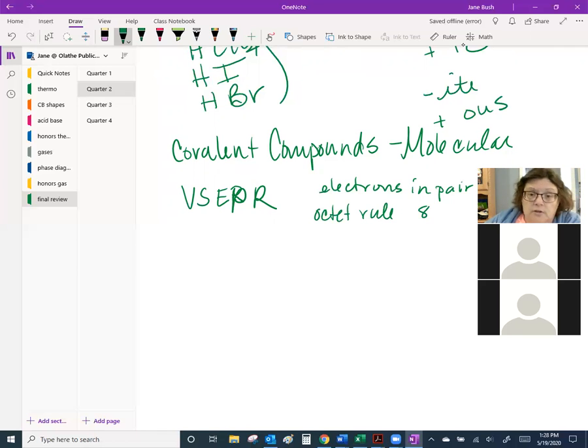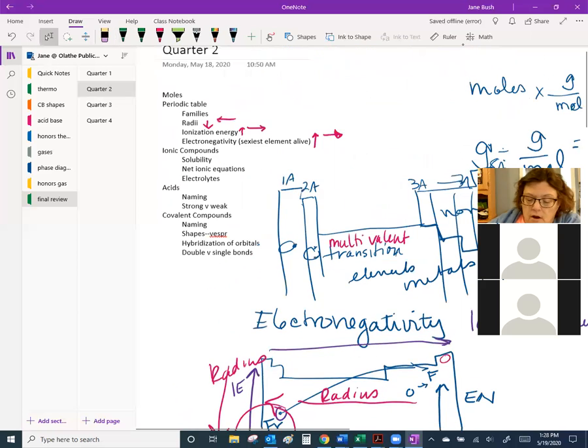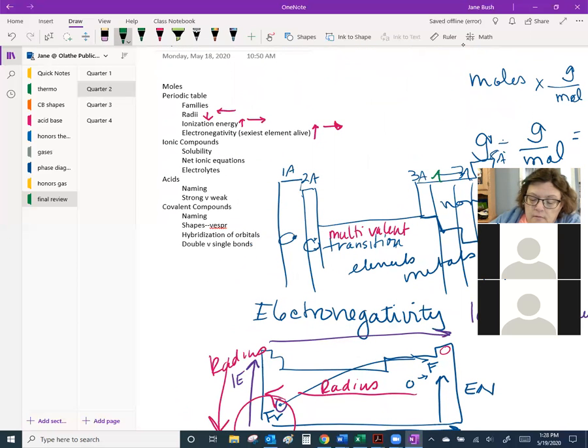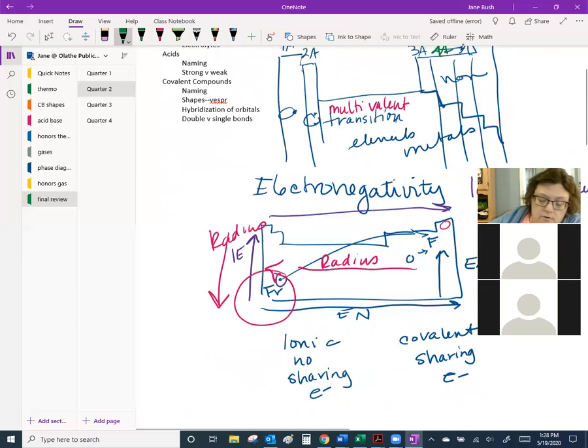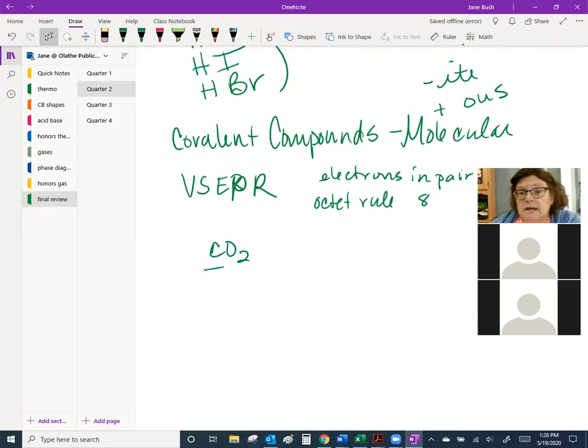So what we do, first of all, when we have a compound, we count up our valence electrons. Carbon is in family 4A, which means carbon has 4 outer shell electrons. Oxygen is in family 6A, which means it has 6 outer shell electrons. So there's 2 oxygens, that's 12. So 4 plus 12 gives us 16.